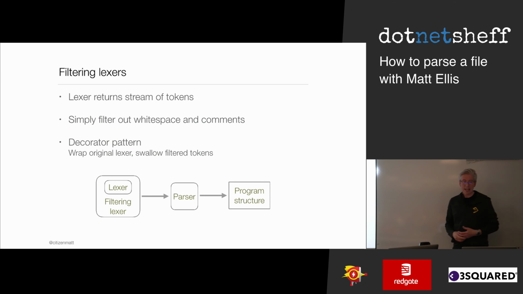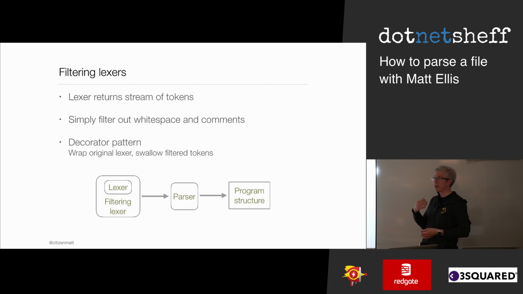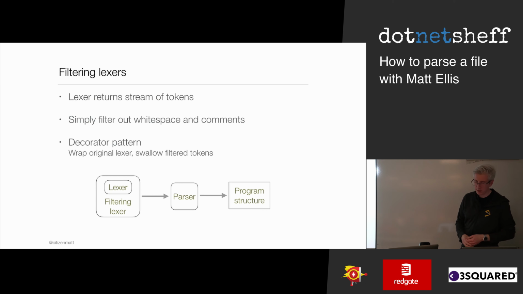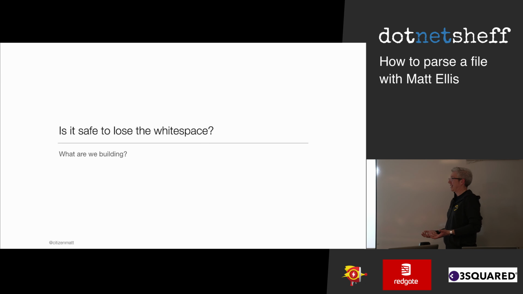The lexer returns you a stream of tokens, and you just filter out the tokens that are not interesting, that are trivial and get in the way. You filter out white space, you filter out comments. You can do this very easily: use a decorator pattern, wrap a lexer, and have a lexer which implements the same interface but simply swallows the tokens you're not interested in. But that raises the question: is it safe to lose the white space? The only answer to that is, well, what are you building?